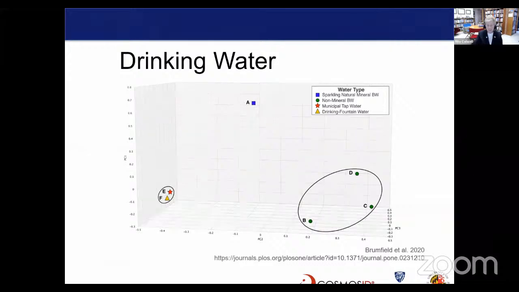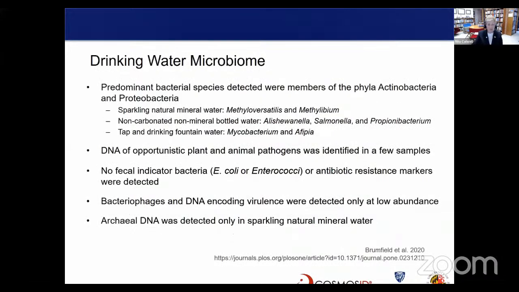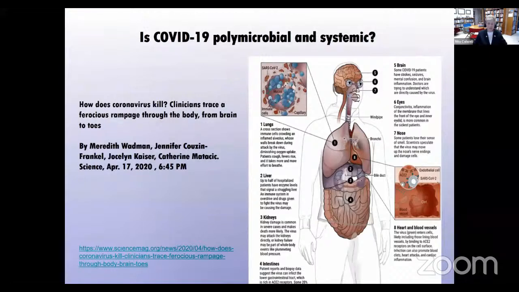And it was the only sample that had some of the Archaea, a separate phylum of bacteria. We did not pick up any indicator bacteria because the water was treated well, but there are bacteriophages, and the bacteria are predominantly the kinds of water bacteria you would find in any system and without any pathogens in the drinking water. Now, what has this got to do with COVID-19?